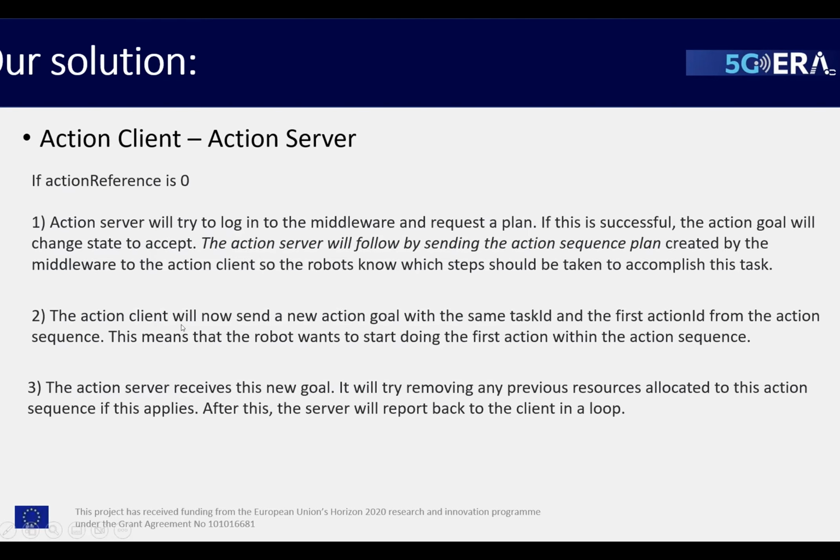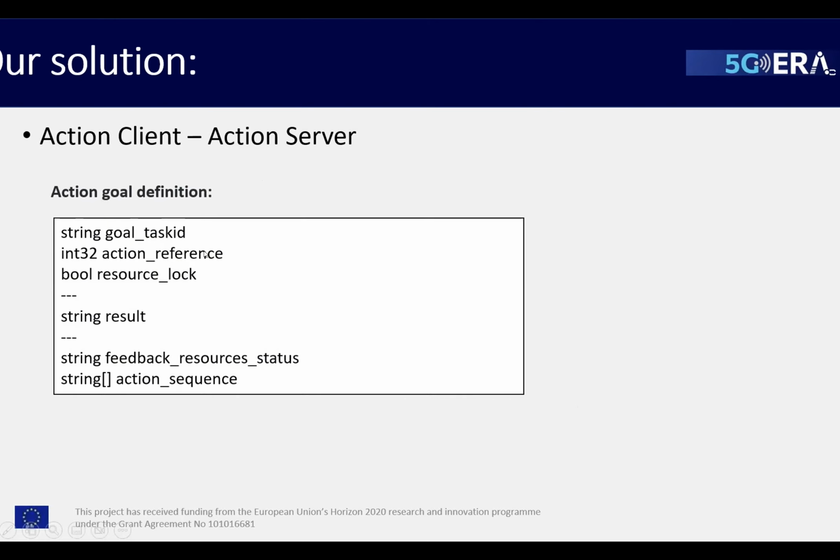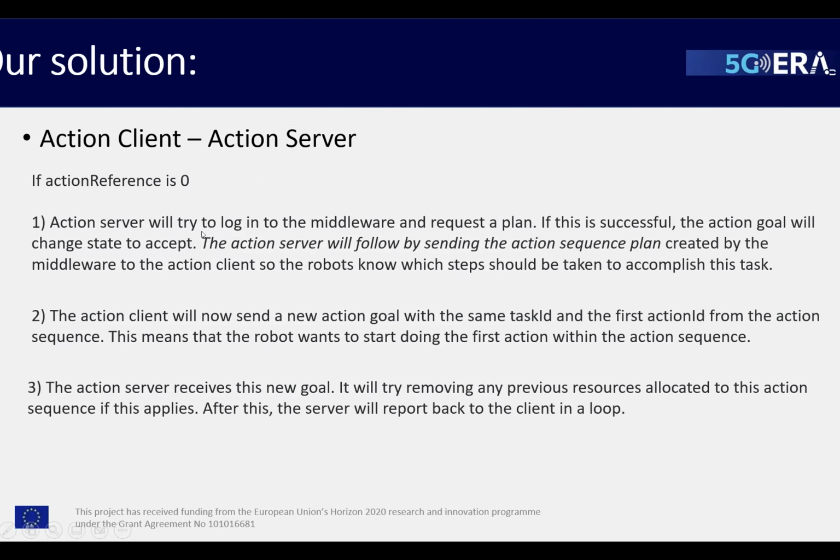So Action Client, Action Server works pretty much in a loop. First of all, what is going to happen is that the robot will say, okay, I want to get a task completed. So I will send the ID of the task, and I will say that I am starting from action 0, meaning this is my very first attempt at trying to do this task.